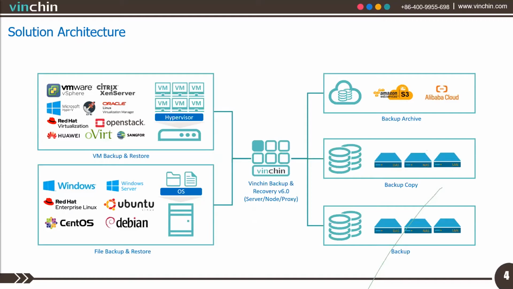On the right side is where the backup data goes. You can have 3 different copies of the backup data. The first one is the original backup. The second is that you can make backup copies to save a copy of the backup data in another location. The third is that you can archive the backup data to cloud storages. This is also a new feature on version 6. Okay, this is a brief Vinchin Backup and Recovery solution architecture. The new features mentioned here will be introduced later.